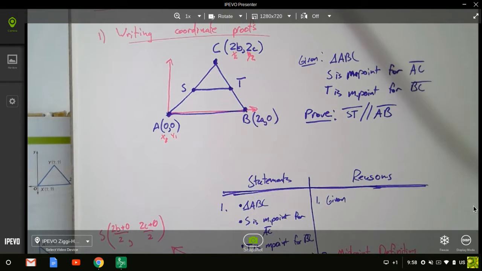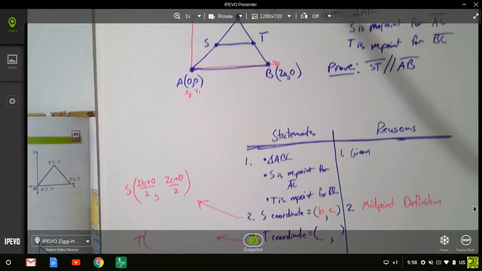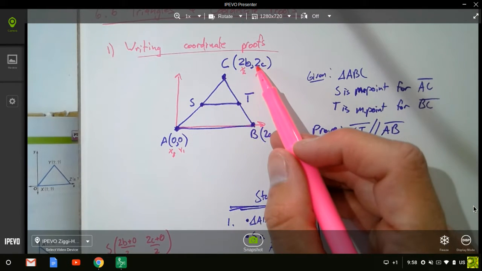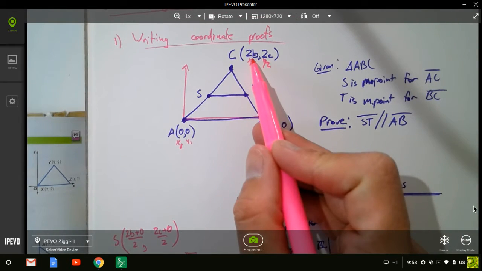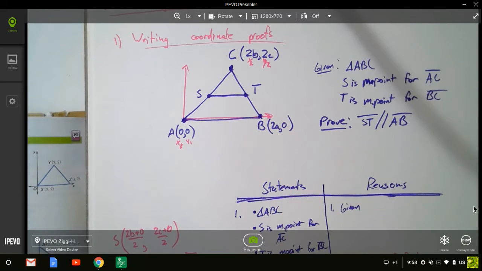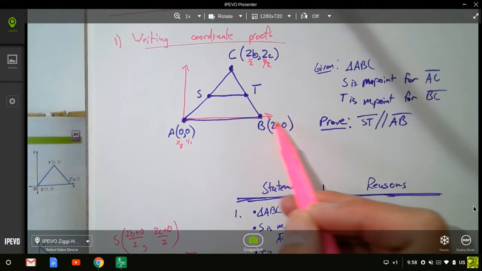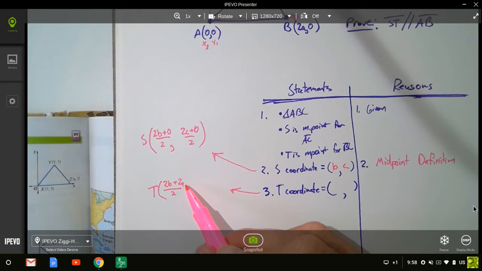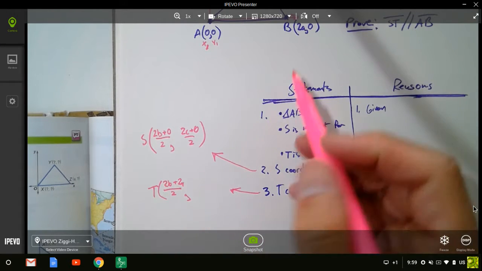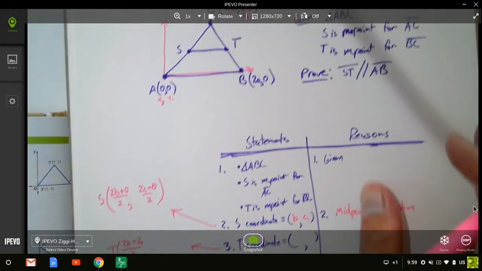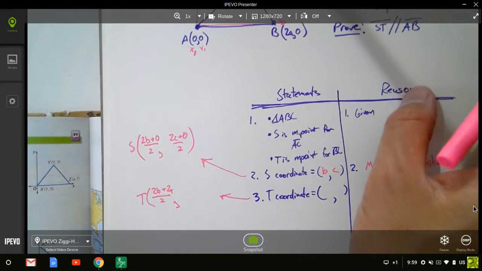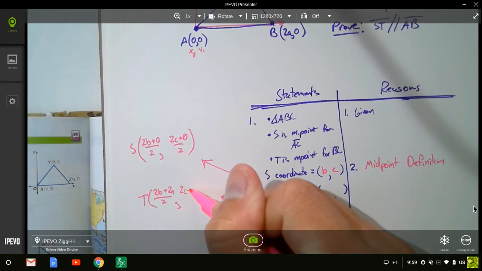So don't be scared. Don't fret. So we're going to take x1 plus x2, whatever you prefer to call these. You just add these two together. 2b plus 2a divided by 2, comma, and then the other one is 2c plus 0 divided by 2. We're finding the midpoint between those two.